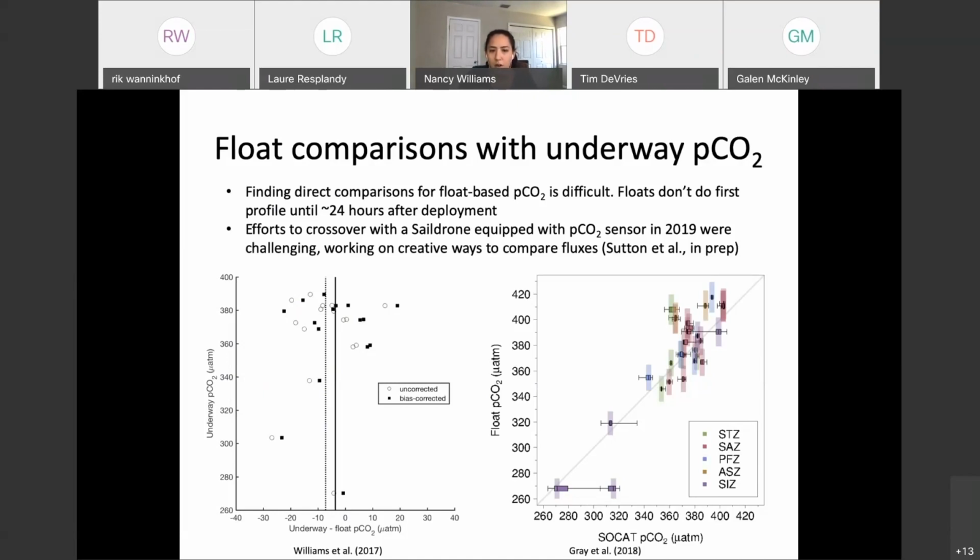But overall, the crossovers that we do have with underway data show that the floats are within the uncertainty that I stated earlier. But there may be a slight bias, about 4 microatmospheres, where the floats are measuring higher than the underway system. And as Rick stated earlier, that's pretty significant. So we're still working on beating down these uncertainties. Next slide.